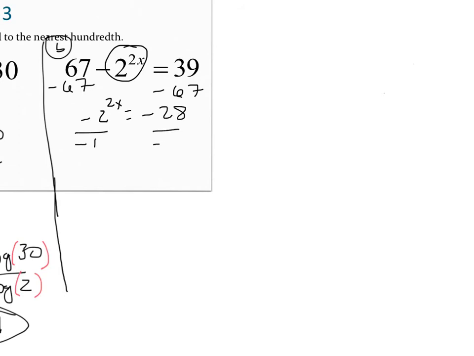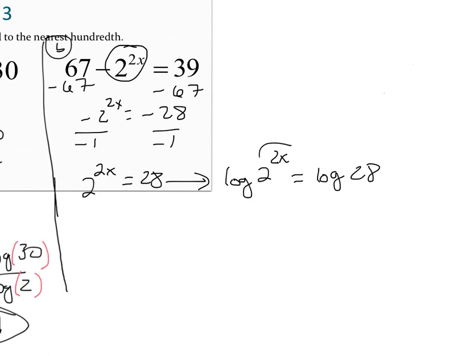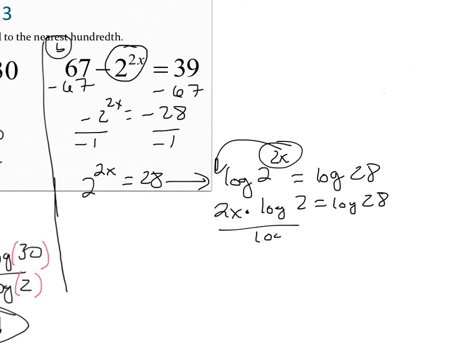I'm going to divide out the negative 1, and I'm going to get 2 to the 2x is equal to 28. Now, put a log on both sides. The power property says I can drop this guy in front. When we do that, it's multiplication. And divide out my logs. Now I got 2x is equal to log of 28, all divided by log of 2.